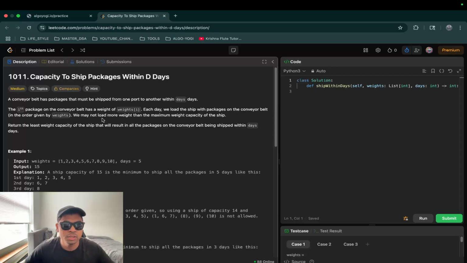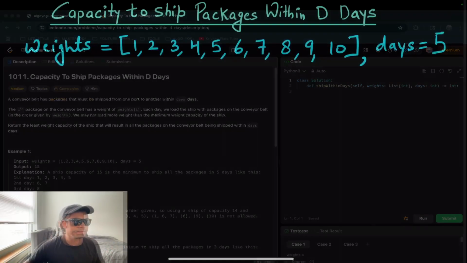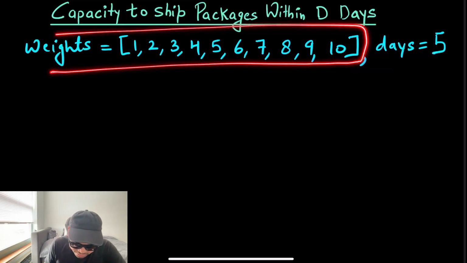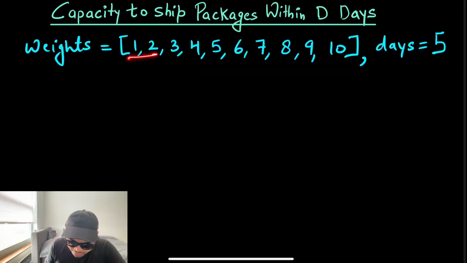Capacity in the ship, right? So now we need to return the least weight capacity of the ship that will result in all the packages on the conveyor belt being shipped within days. Okay, so days. In this example, let's understand that over here, what we want to do is ship all of these packages, with the weight represented here of each package, within this many days.